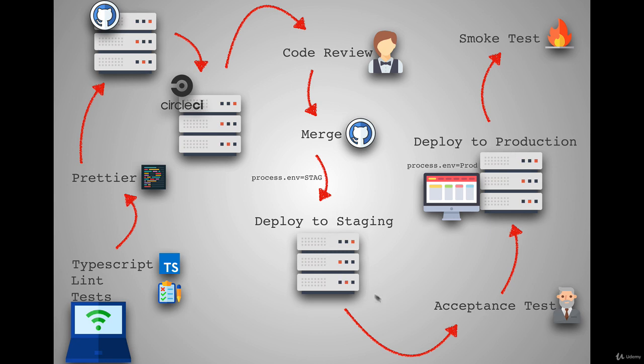We then have something like acceptance testing, where perhaps a tester or a product owner or even Bruno tests on the staging server to make sure everything works, that our new feature works. And once all of that is passed, then finally we can assume, okay, the code is safe, let's deploy to production with the environmental variable production. And all is well, but we're not done yet.